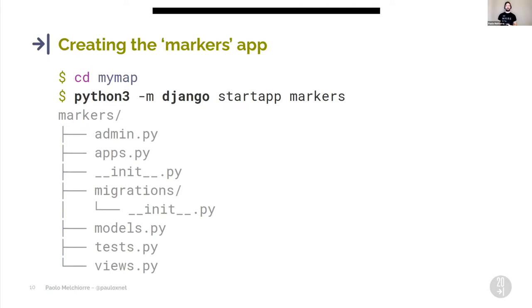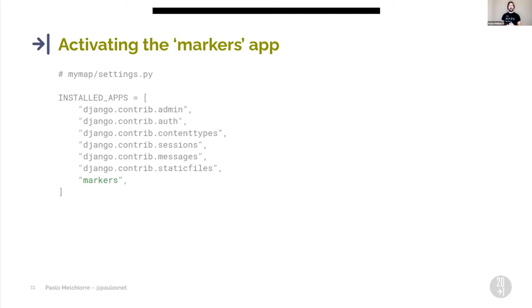After switching to the MyMap directory, we create our markers app with the Django startapp command. Again, all the necessary files will be created for us. Now, we have to activate our markers application by inserting its name in the list of the installed apps in the settings of our project.